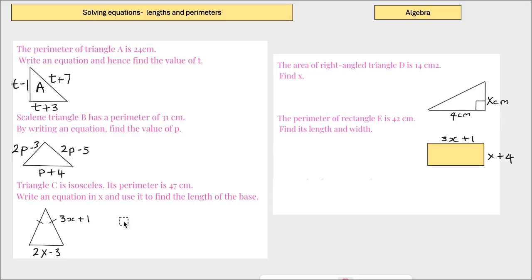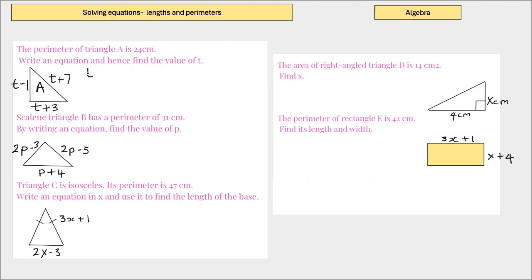To show you how to find the lengths and perimeters using solving equations. In these questions, you'll have the answer, and it will be asking you to find an unknown, which in this case is a t, and its letters. So we have the perimeter, which is the outside of the shape, in a triangle equals 24 centimeters, and it's asking you to write an equation and find t.